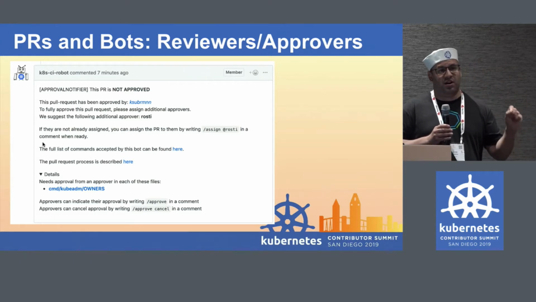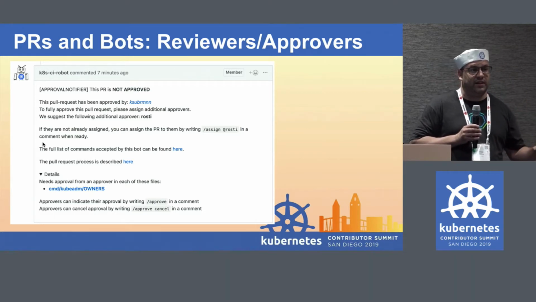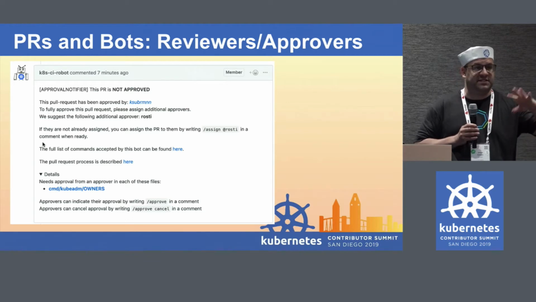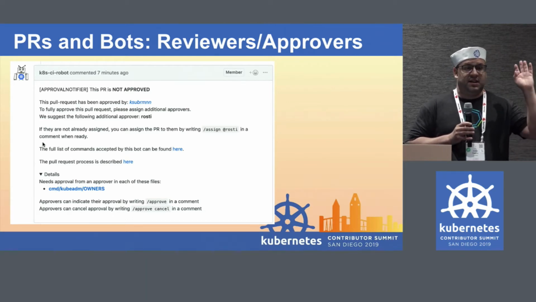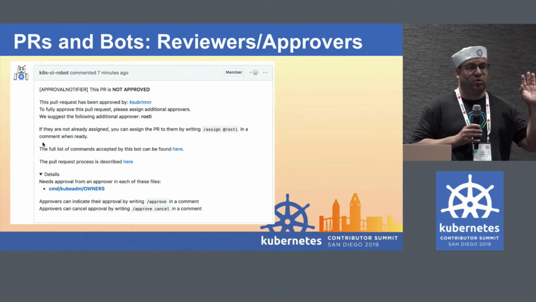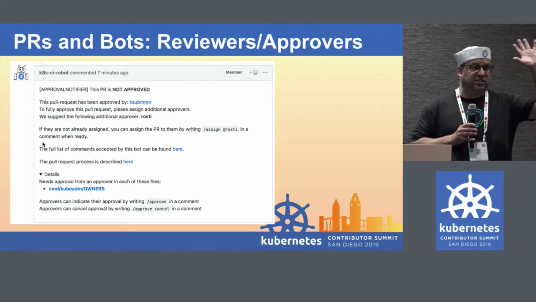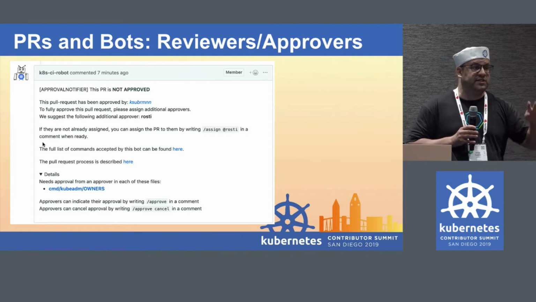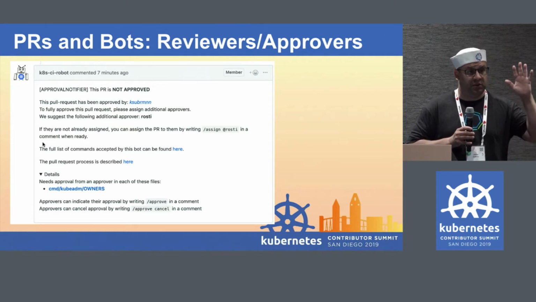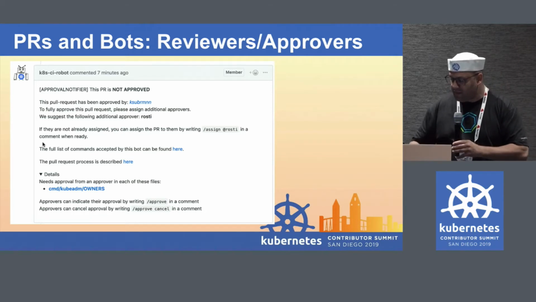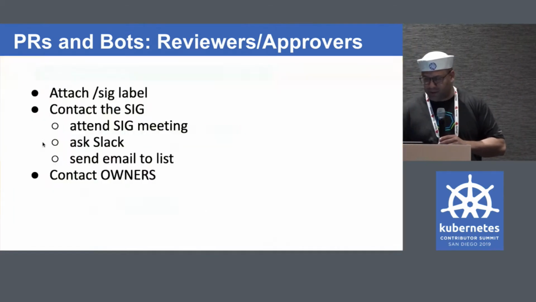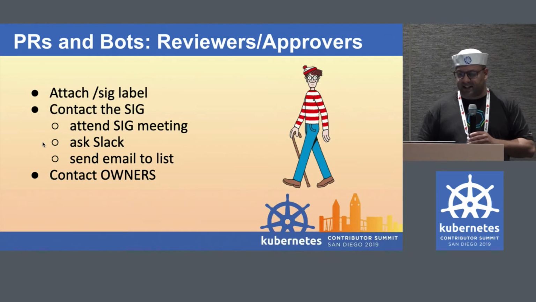There's #PR-reviews in Slack as well, where a bunch of experienced Kubernetes developers just hang out. If you're totally lost, if you've tried to talk to the SIG, you're not getting the reviews you want, or it feels like you're just being ignored in your PR, you can always go in there, and there's people there who will help you move forward a little bit, right? So that's what the bot looks like. It's pretty cool. Attaching a SIG label.